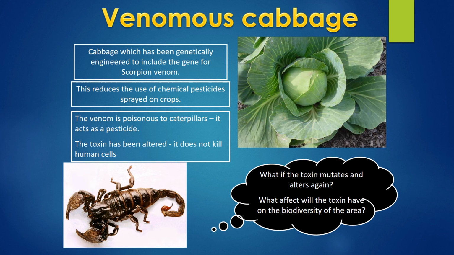So it's not apparently damaging to human cells, but we can't guarantee that that toxin won't mutate, or what it would do biodiversity-wise. If we're thinking about food chains, if I ate that cabbage, and then the toxin in my waste ended up in the sea, could that affect the biodiversity of the sea or the food chain, like the build-up of toxins? Bioaccumulation is the word I was looking for. Potential.